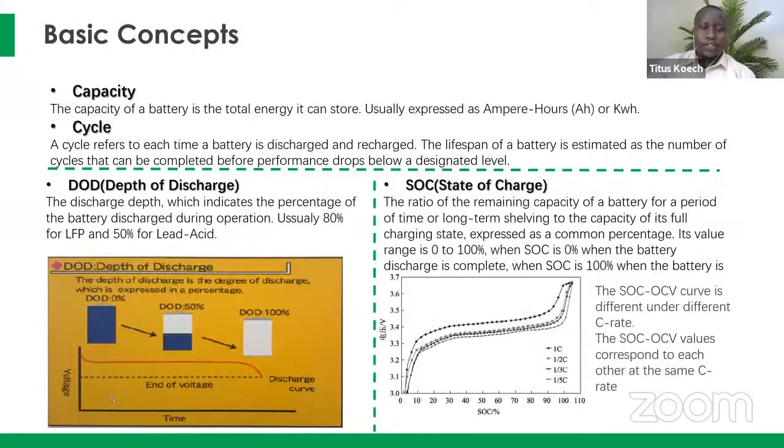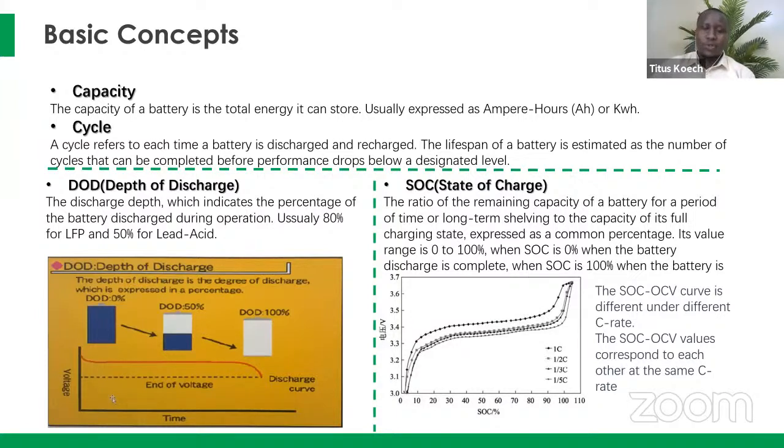Yeah, so just to give some basic concepts when it gets to electrochemical energy storage, we can look into the first aspect, that is the capacity. I know this is quite simple, but it's good to note that the capacity of the battery is the amount of energy that can be stored in the battery, and the rating is usually either in ampere hours or kilowatt hours.